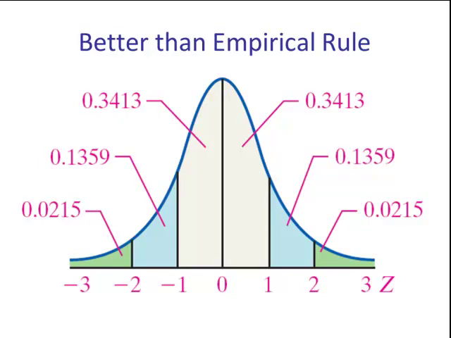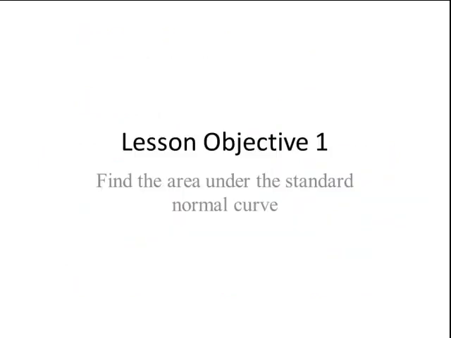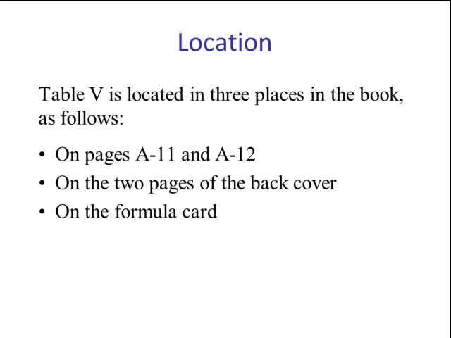Now what we're going to learn in this video is actually finding the area under the curve, and it's even more precise than the empirical rule. Lesson objective number 1. Using Table 5. Table 5 is located in 3 places in your book, on pages A11 and A12. It's on the 2 pages of the back cover, and it's also on the formula card.